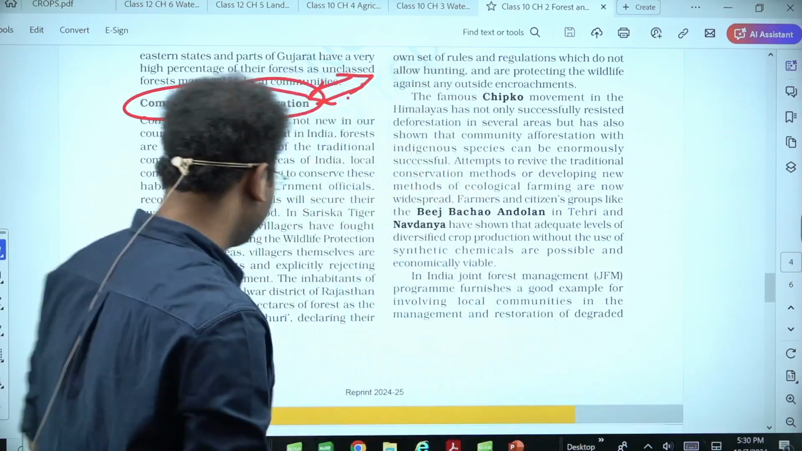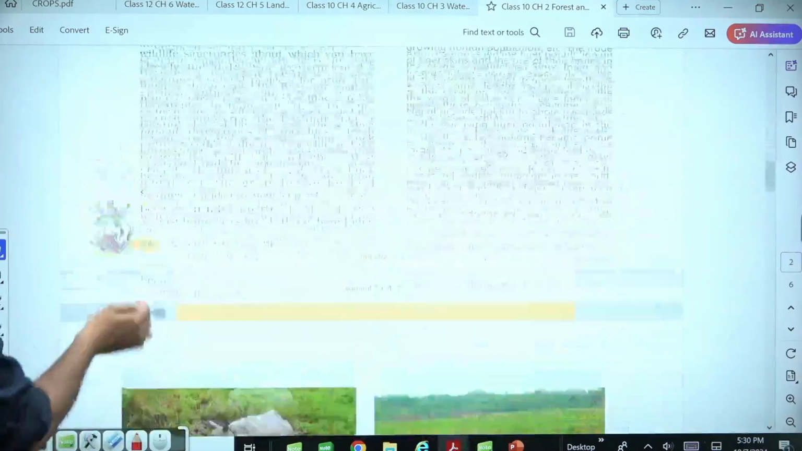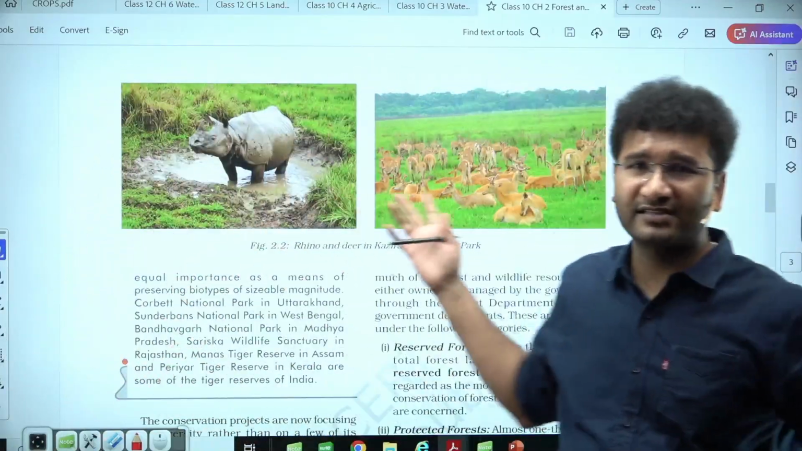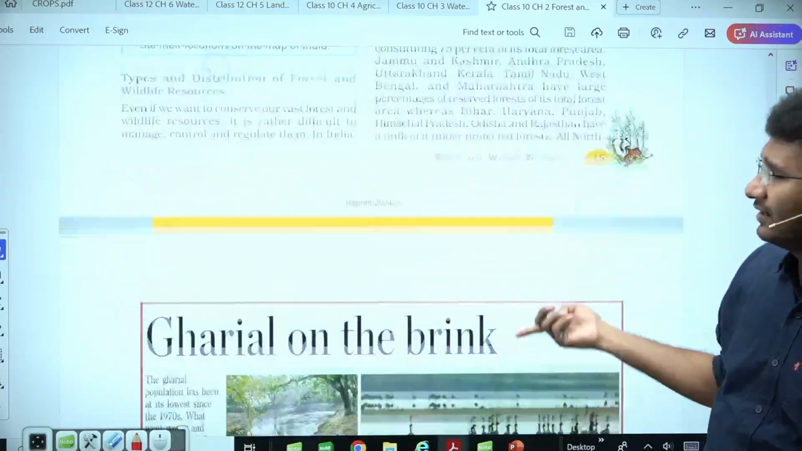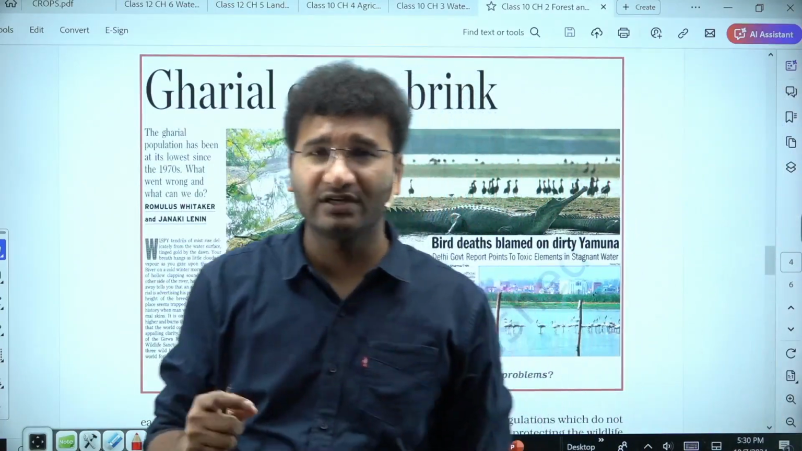Now this is a brief introduction to the forest, what a forest is and how the forest divisions are done. Now there are some animals such as the rhino. Where do you see this? In Assam. Animals such as deer you see across the grasslands of India. Now there is the gharial, which is given here. This gharial is a freshwater species.